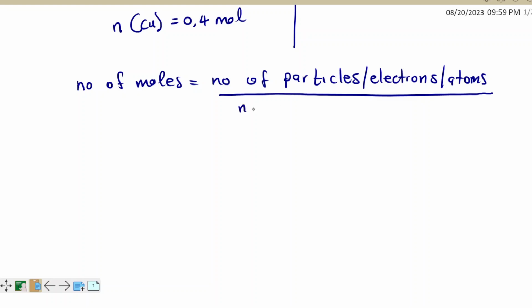Divide by the Avogadro's number. So in this case, we are looking for the number of atoms, but you still use the same formula. We must know now the number of moles of the atoms if we want the number of atoms. If we want the number of electrons, we must know the number of moles of the electrons. Yeah, simply as that. So we know the number of moles of the copper atom is 0.4.